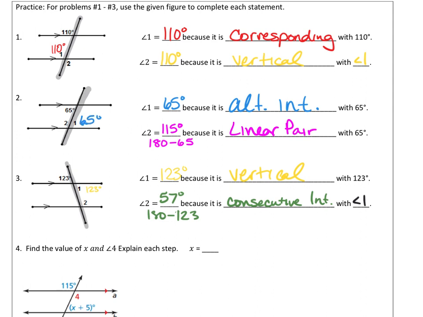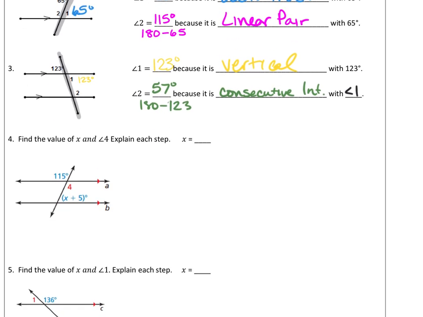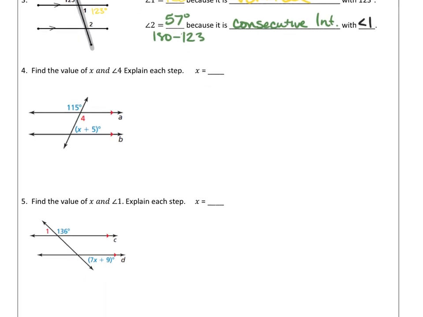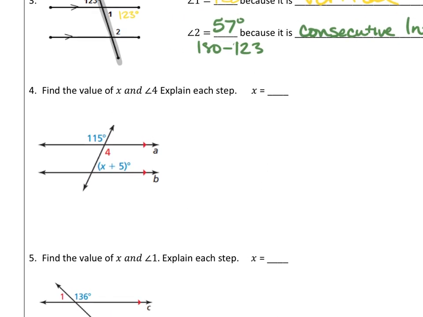All right. Here's where we're kind of headed with these questions. Next time we're going to use them in proofs, which we'll bring back next time. We're going to have to use these concepts of how these angles are related to each other to solve for x, which we've done before when we had plane angles with supplementary and complementary. Our goal in problem 4 is to find the value of x and angle 4.